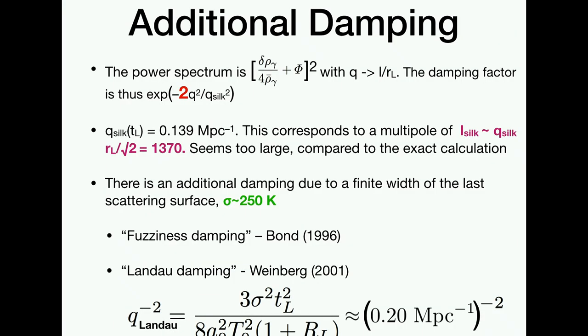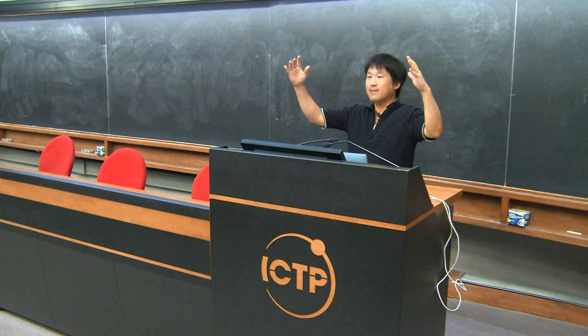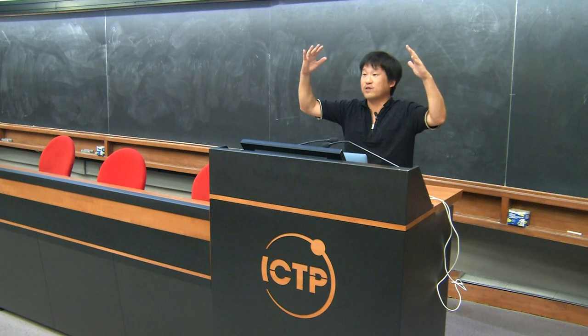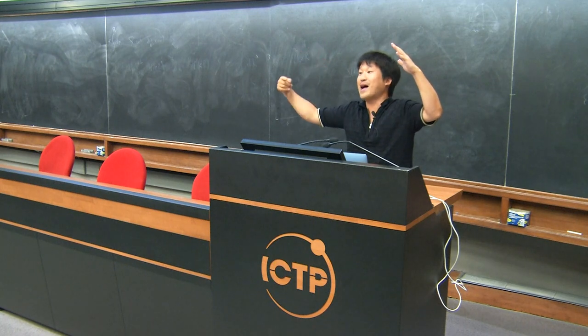Why is that? That's because there's a finite thickness of the last scattering surface. Last scattering doesn't occur instantaneously, although we pretended that it was instantaneous. Now is the time to do the better approximation. You have a finite thickness of the last scattering surface. Now imagine that you have acoustic waves whose wavelengths are shorter than the thickness of the last scattering surface. You integrate over the line of sight.